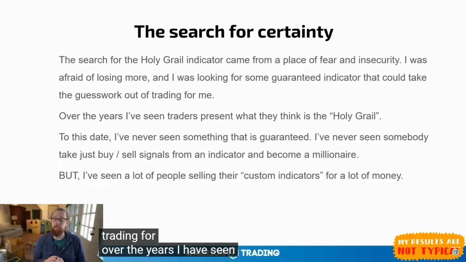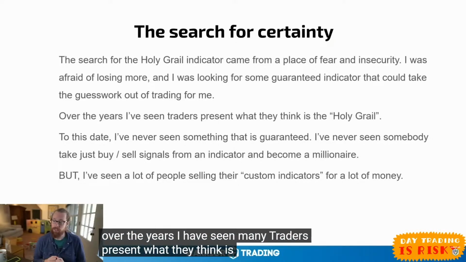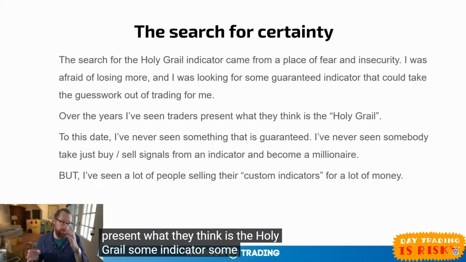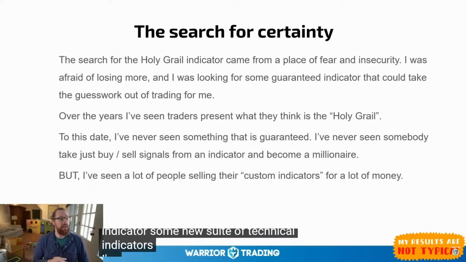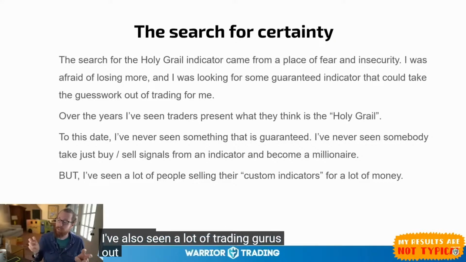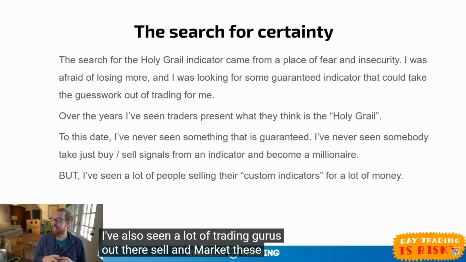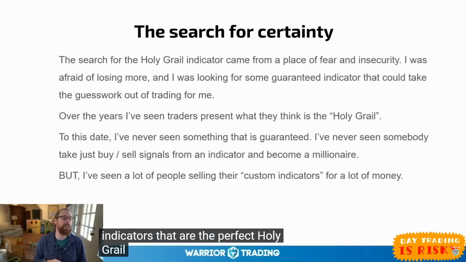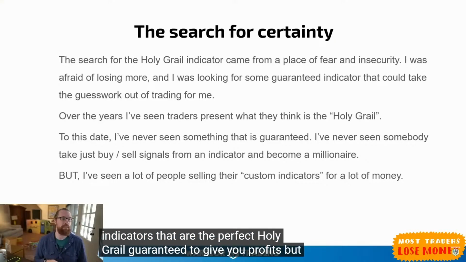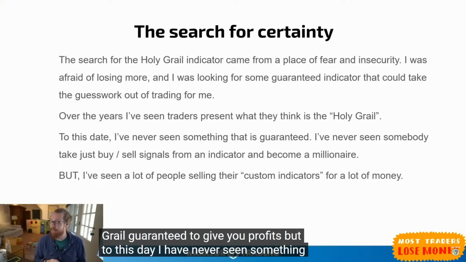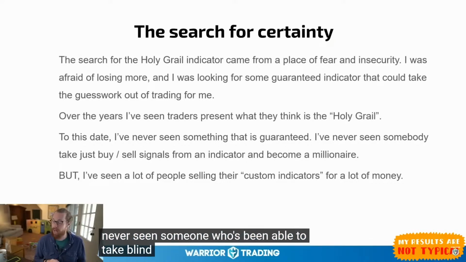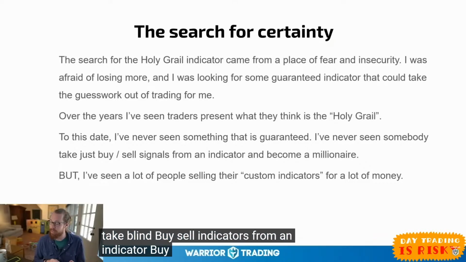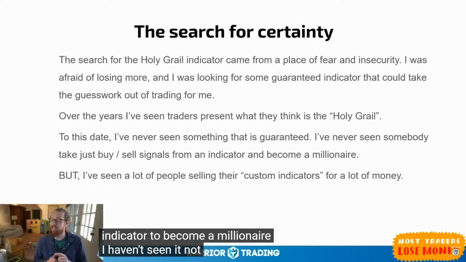Over the years, I have seen many traders present what they think is the Holy Grail. Some indicator, some combination of indicators, some new suite of technical indicators. I've also seen a lot of trading gurus out there sell and market these indicators that are the perfect Holy Grail, guaranteed to give you profit. That's fake as fuck. But to this date, I have never seen something that has actually been consistent. I've never seen someone who's been able to take blind buy-sell signals from an indicator and become a millionaire. I haven't seen it.